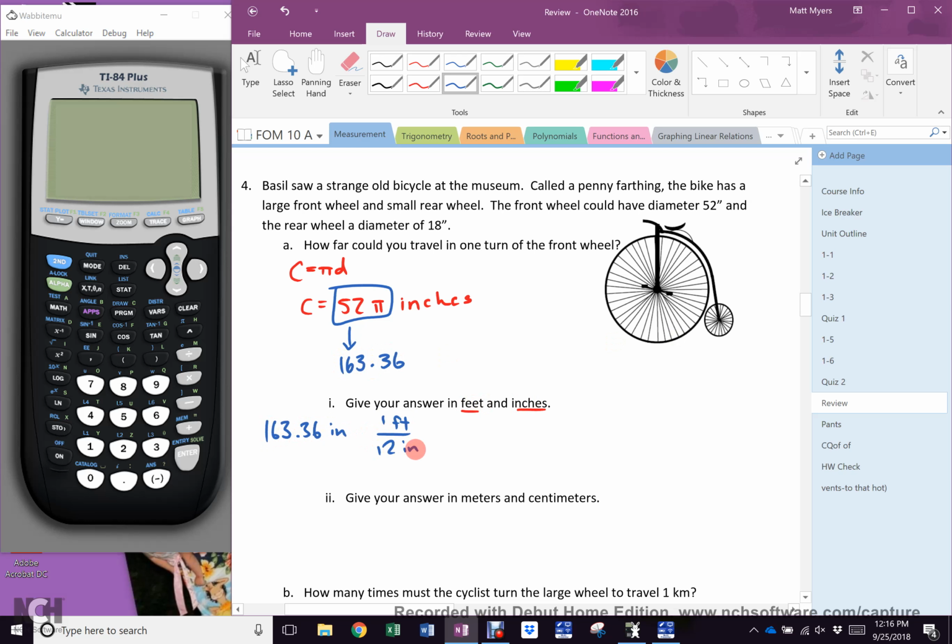1/12 inches, right? That's divide by 12, yes? And that gets me 13.61. Which part of that is the feet that I care about? The 13. But I'm left with 0.61 of a foot, yes? I need that in inches. I want inches. I have feet. 12/1. 0.61 times 12 gets me 7 inches. Does everybody understand that?